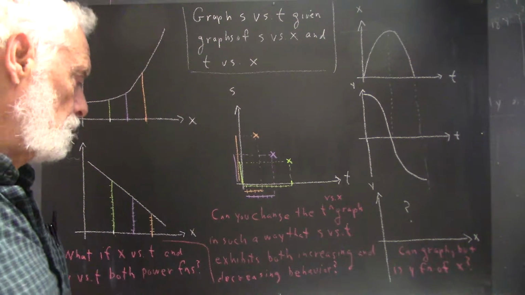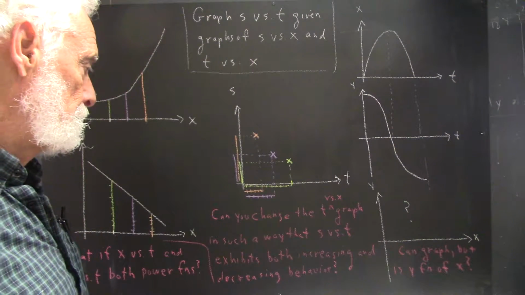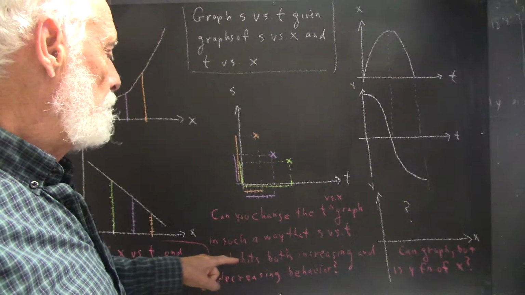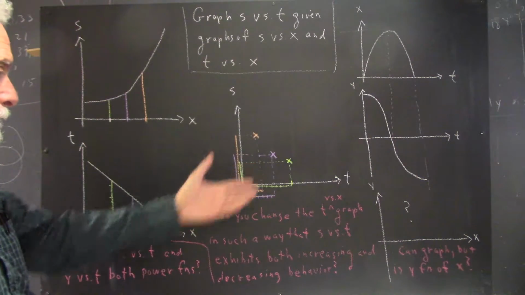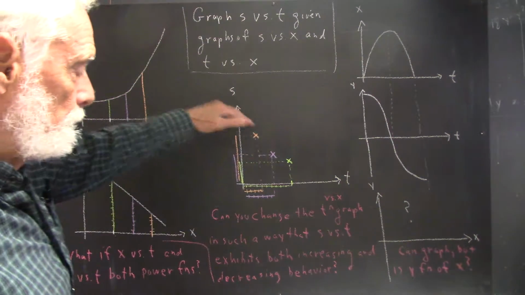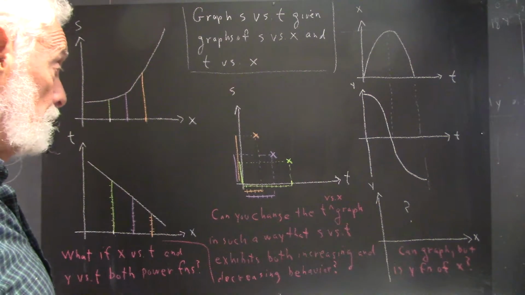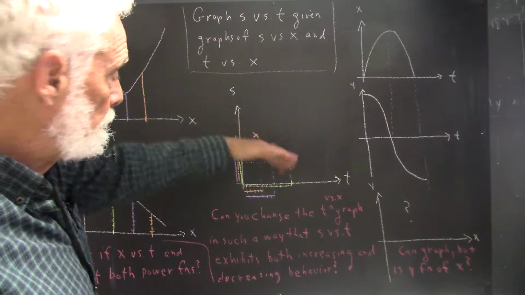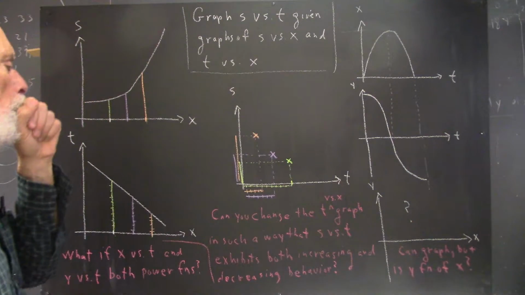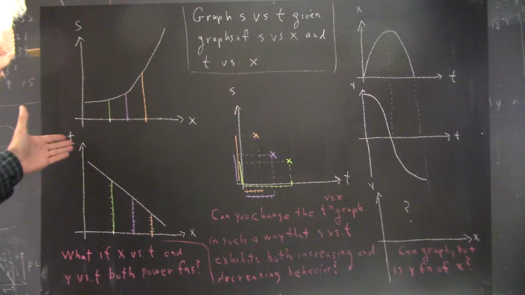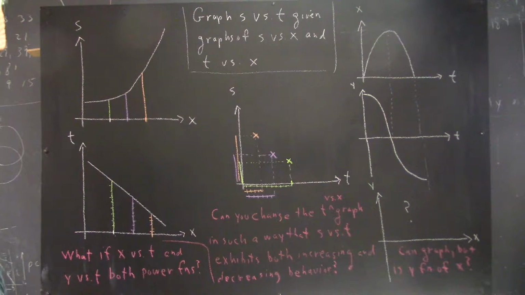Another question, can you change the T versus X graph in such a way that S versus T exhibits both increasing and decreasing behavior, assuming that it doesn't already? Okay, so if you find that the graph doesn't exhibit both increasing and decreasing behavior, then of course it's always decreasing, because it's certainly decreasing from this point to this and this point to this. If that's the case, could you change this graph of T so that that would be the case?